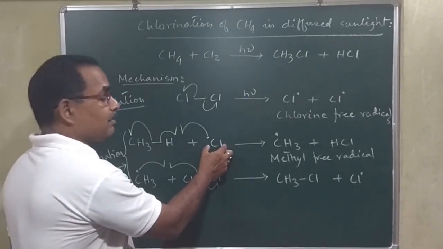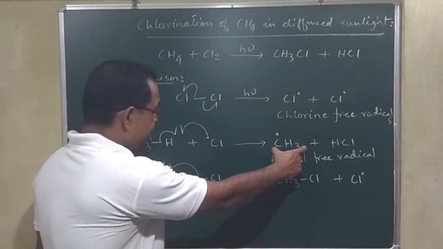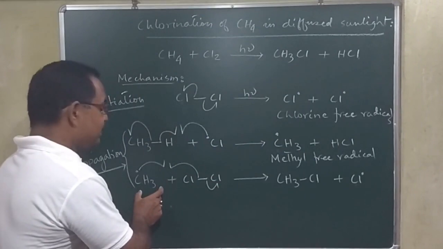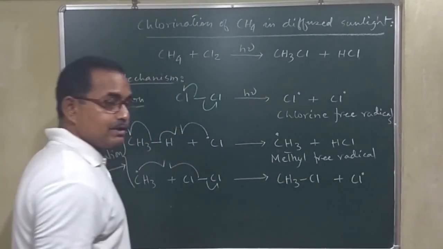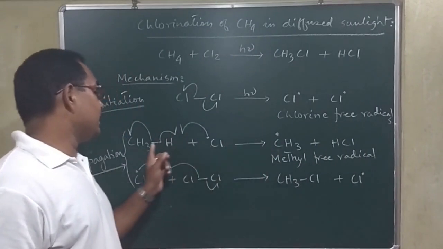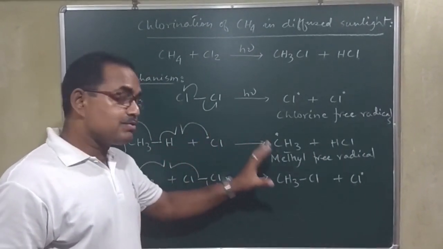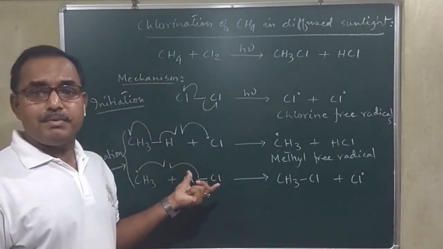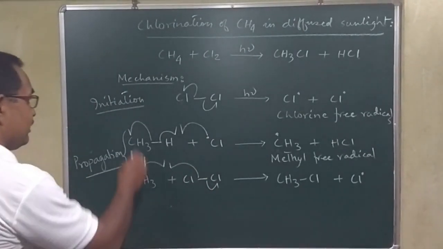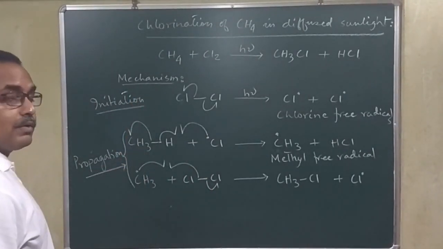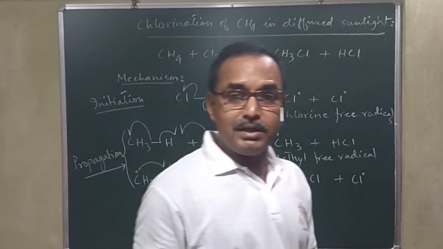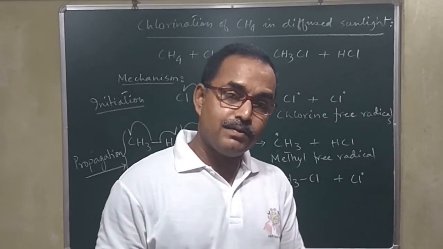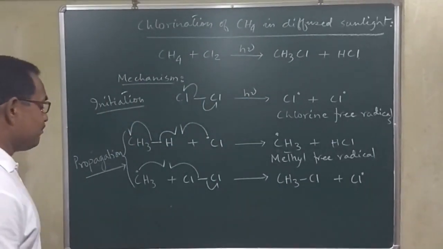You see, one radical consumed generates another radical. Chlorine free radical is consumed, methyl free radical is produced. Here methyl free radical is consumed, again chlorine free radical is produced. That chlorine free radical will then attack another methane molecule. So these 2 steps will continue until all the methane and chlorine gets finished. Then in this type of reaction, there is another step called termination. What is termination? In termination step, the reactive free radicals will dimerize, and thereby they become inert.